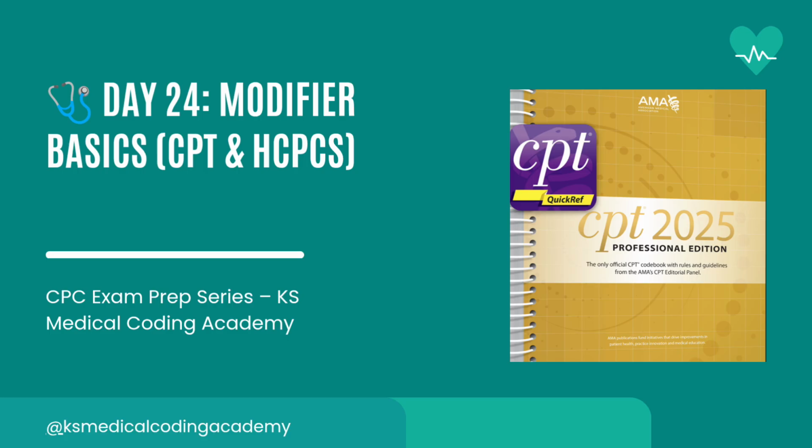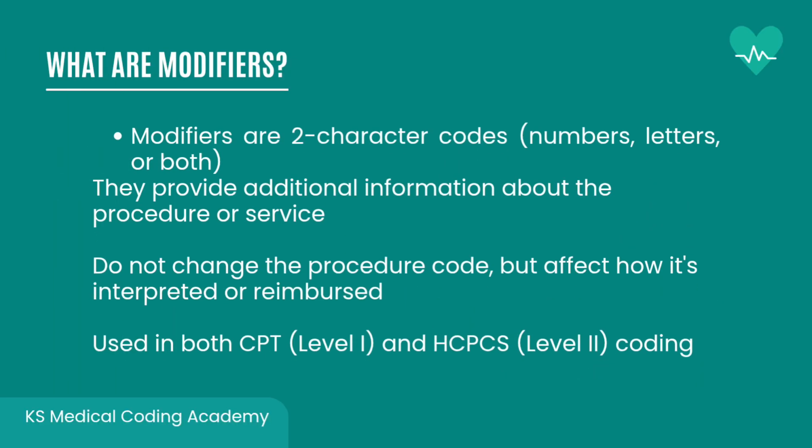Today's lesson is all about modifiers, how they work, where to use them, and how to avoid common mistakes in both CPT and HCPCS coding. Let's get started. What are modifiers? Modifiers are two character codes, either numbers, letters, or a combination, that give extra detail about a procedure. They don't change the core meaning of the CPT or HCPCS code but explain circumstances like repeat procedures, multiple locations, or side of the body. Modifiers affect how payers interpret and reimburse the service.